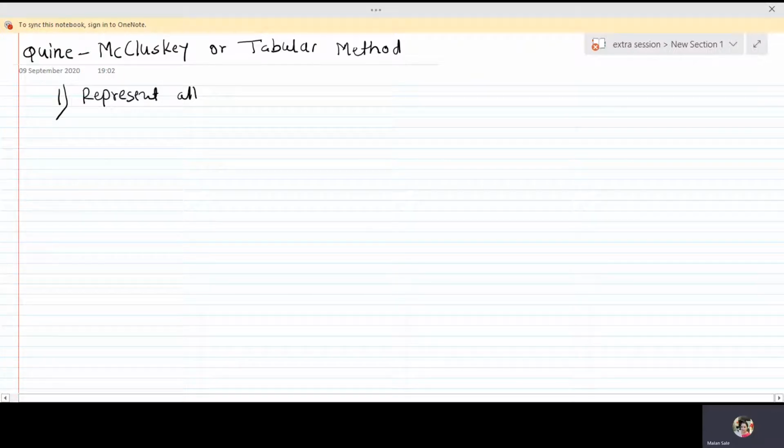Everyone. Today we'll discuss the Quine-McCluskey or tabular method, which is used for Boolean expression simplification. We use K-maps to simplify Boolean expressions, but when variables exceed 6 and reach up to 7, 8 or 10 variables, it is complex to reduce the expression using K-map. In these cases, we can go for the tabular method or Quine-McCluskey method.